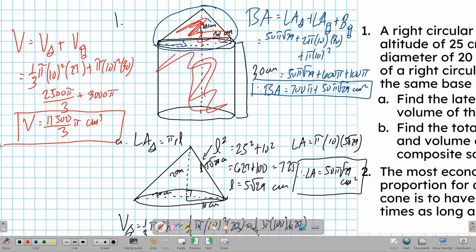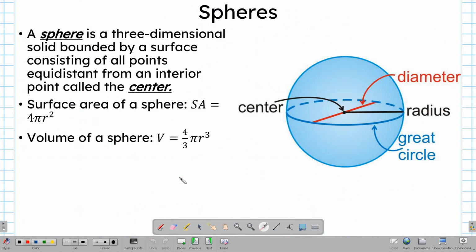As you might have noticed, we did not just use the mensurations for a cone, but we can also use the mensurations of other figures if we have composite figures. When we say composite figures, it is composed of two different figures that we have studied. In this case, a cylinder and a cone. And the last solid that we're going to talk about is a sphere.